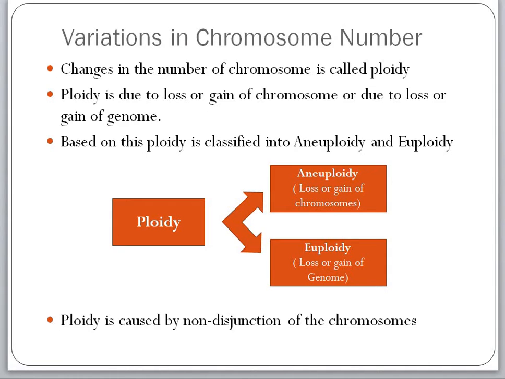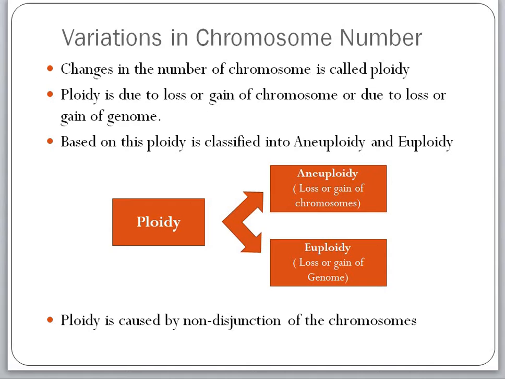The change in chromosome number is called ploidy. Ploidy can be due to loss or gain of chromosomes or due to the loss or gain of a genome as such. The word genome means basic set of chromosomes. Based on whether chromosomes are lost in numbers or as a group, ploidy can be of two types, aneuploidy and euploidy. In aneuploidy, chromosome loss is at the chromosome level. In aneuploidy, individual chromosomes are lost.